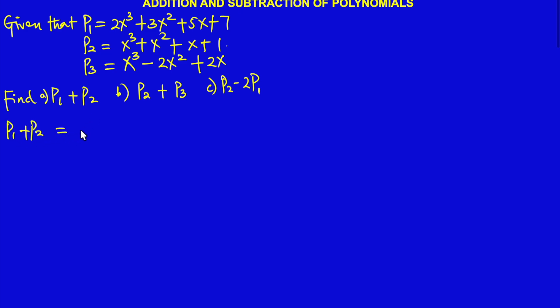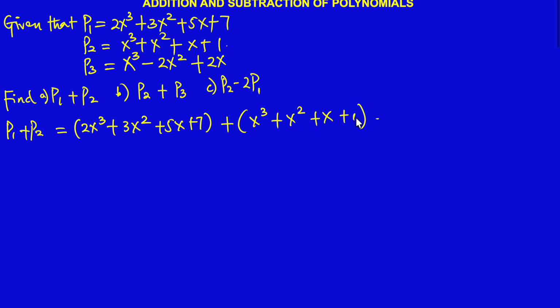The first approach is just to add them together by putting them inside the parentheses. So for P1, we have 2x to the power of 3 plus 3x squared plus 5x plus 7. And for P2, I have plus the whole of P2, which is x cubed plus x squared plus x plus 1.